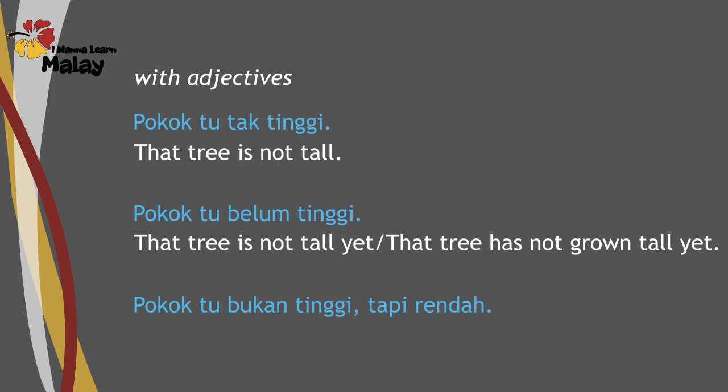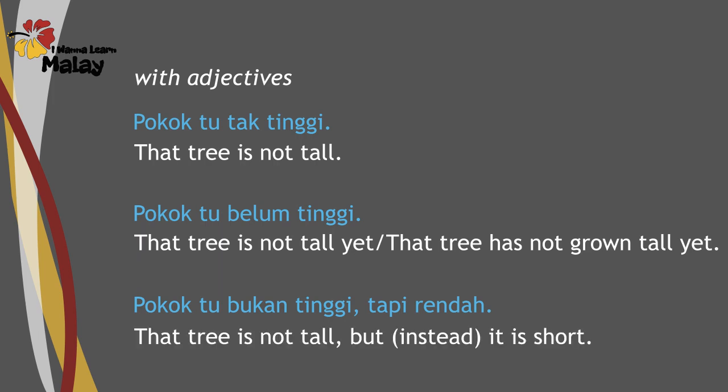Lastly, pokok tu bukan tinggi, tapi rendah. So this means the tree is not tall, but short. So usage of bukan with an adjective requires an additional explanation or support. So the tree is not tall, but rather it's wide, or maybe it's something else, but rather it's big. So it requires an additional explanation, and that's how we use bukan with adjectives.